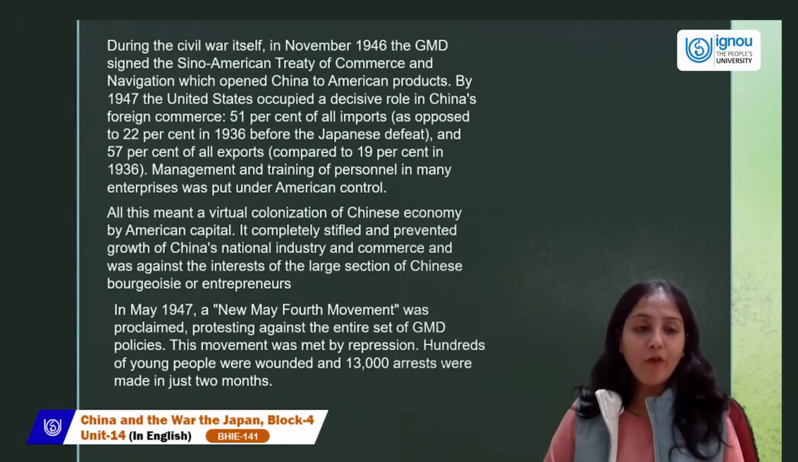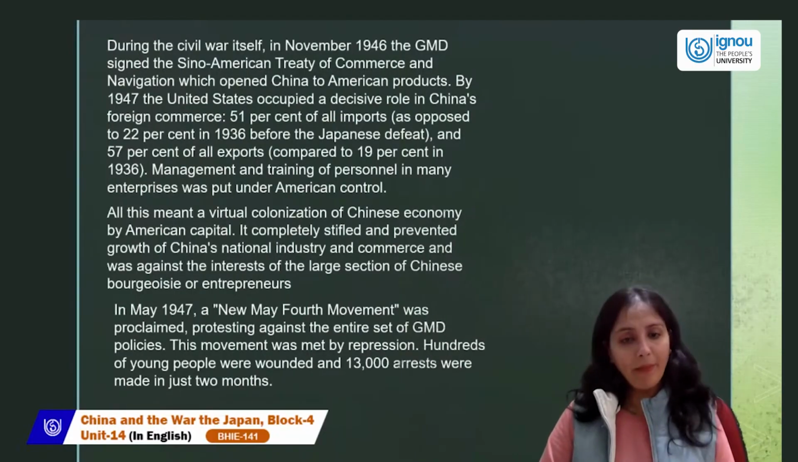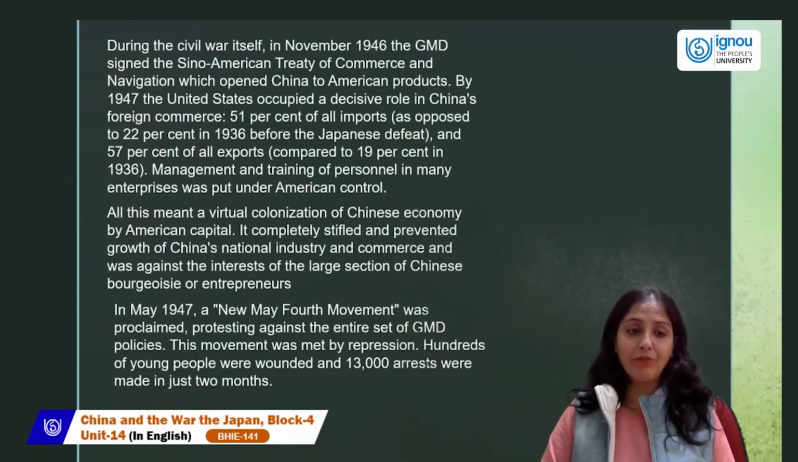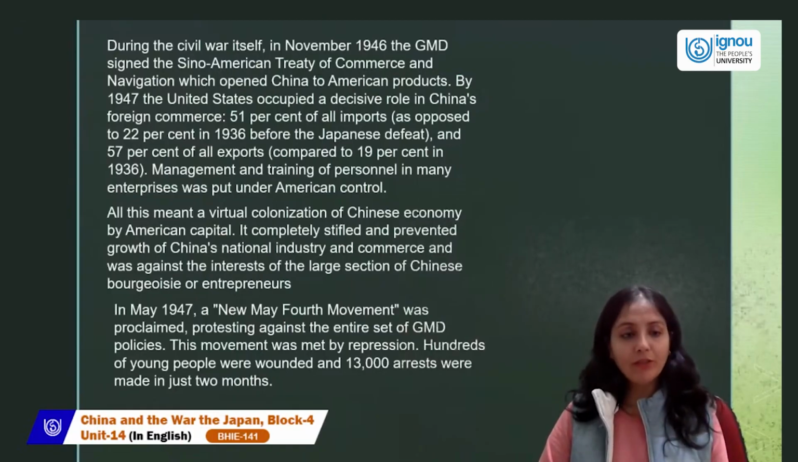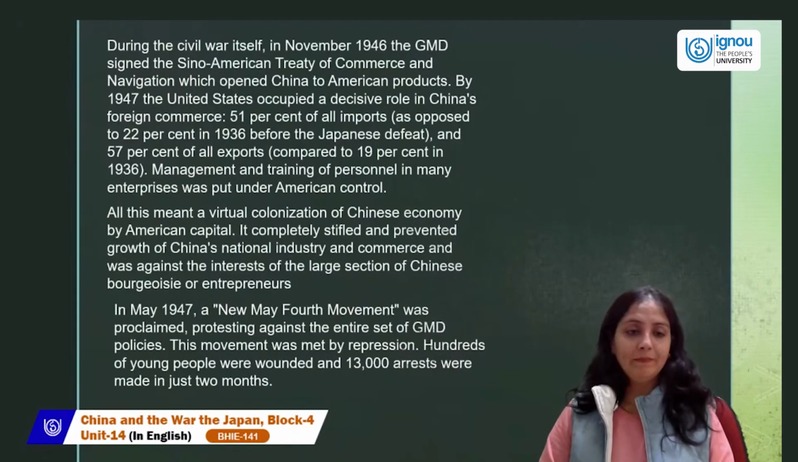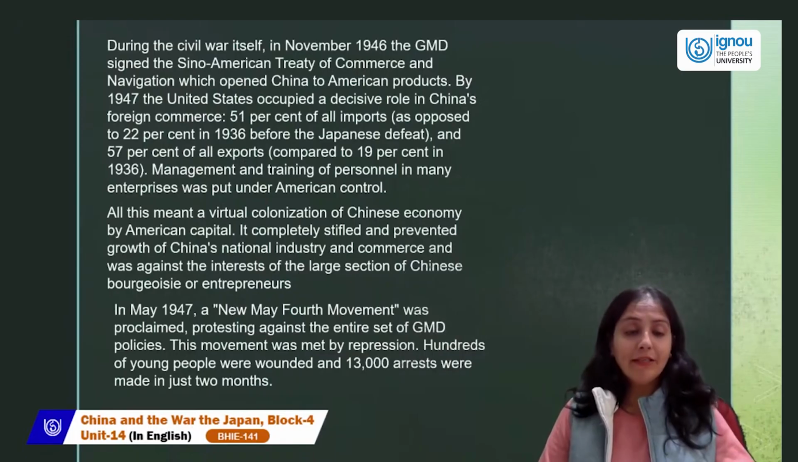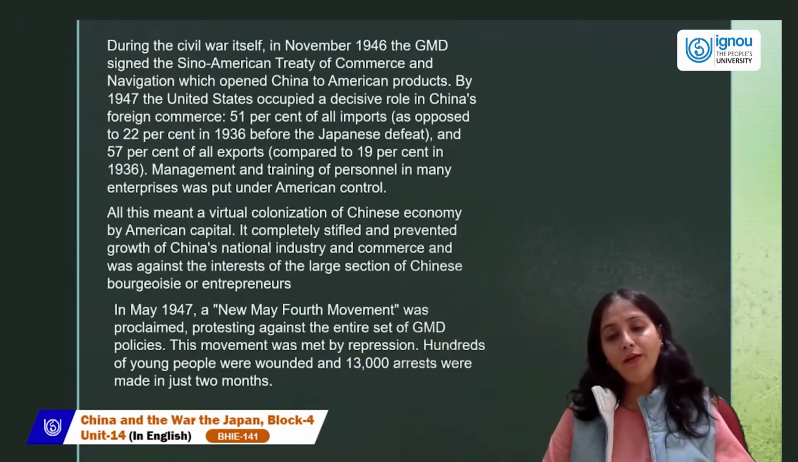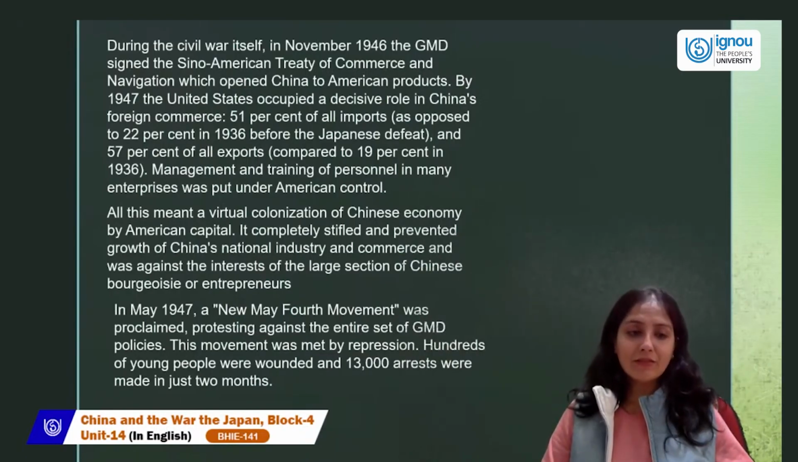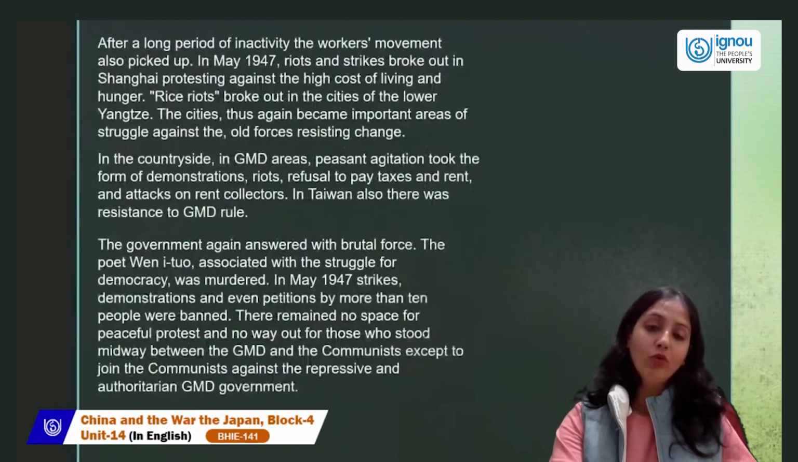In May 1947, a new May 4th movement was proclaimed, protesting against the entire set of Guomindang policies. And this movement was met by repression. Hundreds of young people were wounded. 13,000 arrests were made in just 2 months.